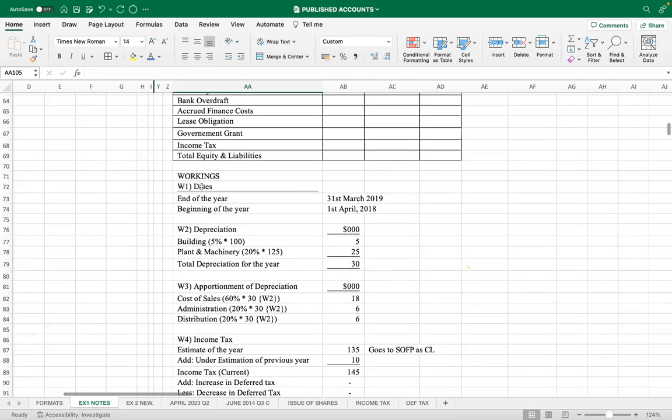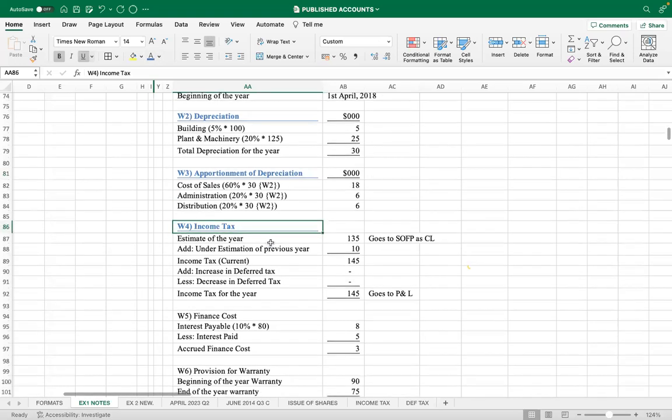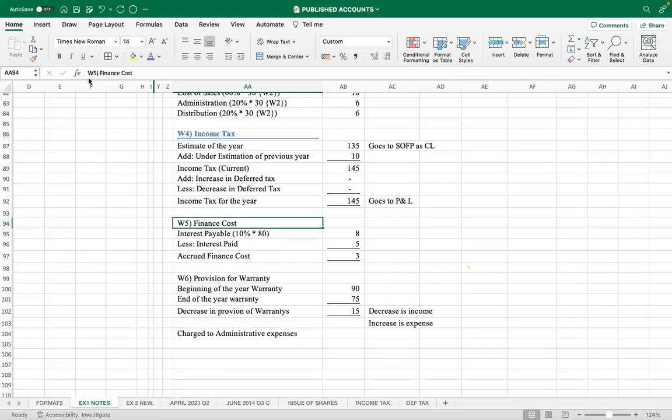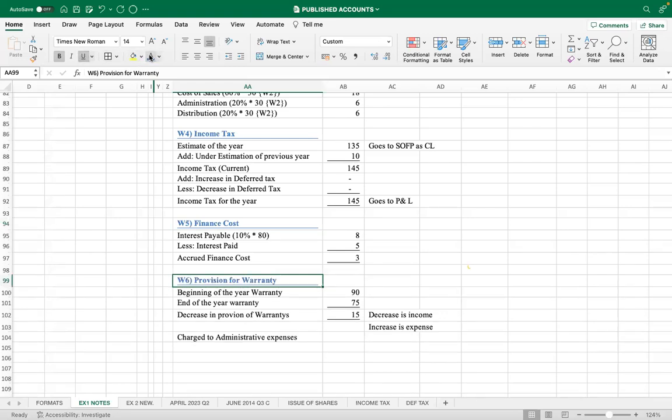So what was our working one? It was on dates. What is our working two? It is on depreciation. What was our working three? It is on apportionment of depreciation. What is our working four? It is on income tax. What is our working five? It is on finance costs. Working six, provision for warranties.